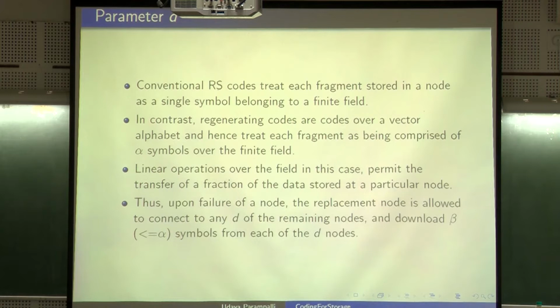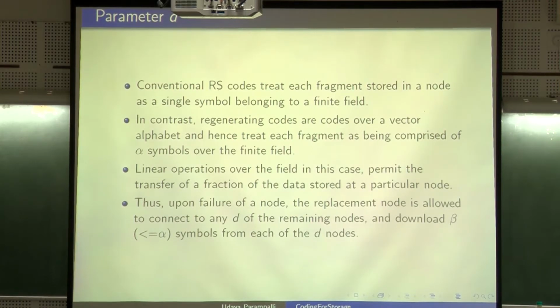So let's look at the parameter d. The conventional Reed-Solomon codes, which we already discussed, treat each fragment stored in a node as a single symbol belonging to a finite field. In contrast, regenerating codes treat it as a vector symbol, and hence you can treat each fragment as being comprised of alpha symbols.